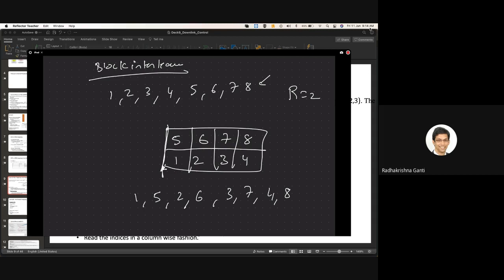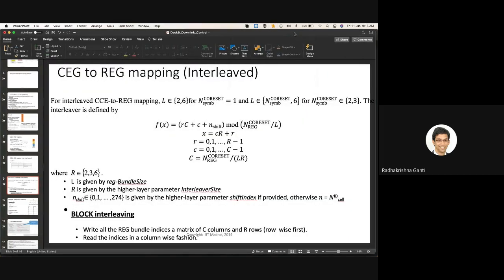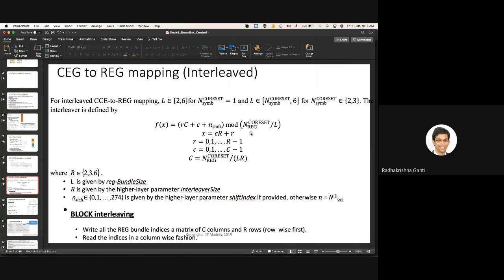That is the same interleaver that is being used for the interleaved REG to CCE mapping. Of course, they don't say it in simple words like this in 3GPP. They write a big equation like this. If you think about this equation carefully, this is nothing but what I told you.